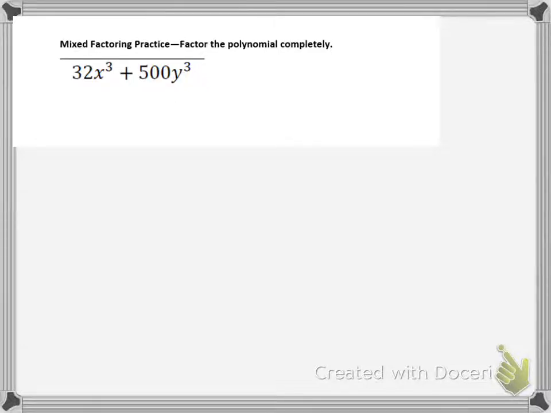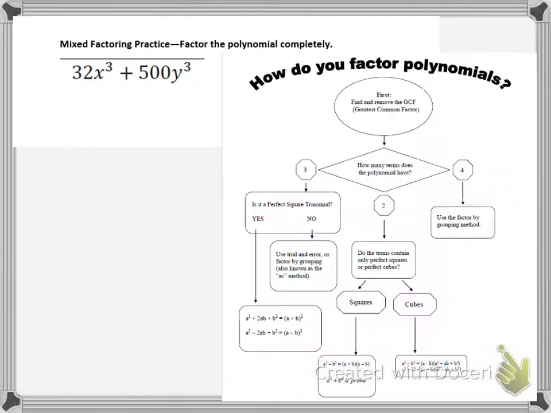Okay, we have another example of a mixed factoring practice. This time we have 32x cubed plus 500y cubed. So you'll notice now this is a binomial. It only has two terms, and we have cubes instead of squares. So our flowchart's really going to come in helpful here.